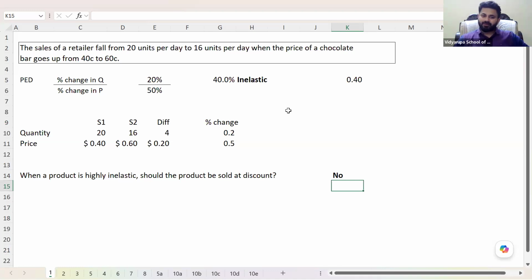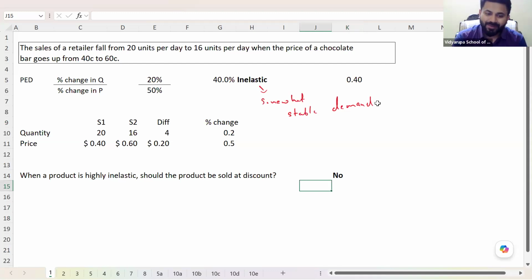So when will it happen? When will more and more people come and buy the item if you sell it at a discount? If it is elastic. Giving items at a discount makes sense more for the elastic items, not for inelastic items. Why? When we say something is inelastic, it means somewhat stable demand, which also means that even if you reduce the price, demand will remain. Again, I'm not saying demand will not change at all. It will change, but at a lower percentage.